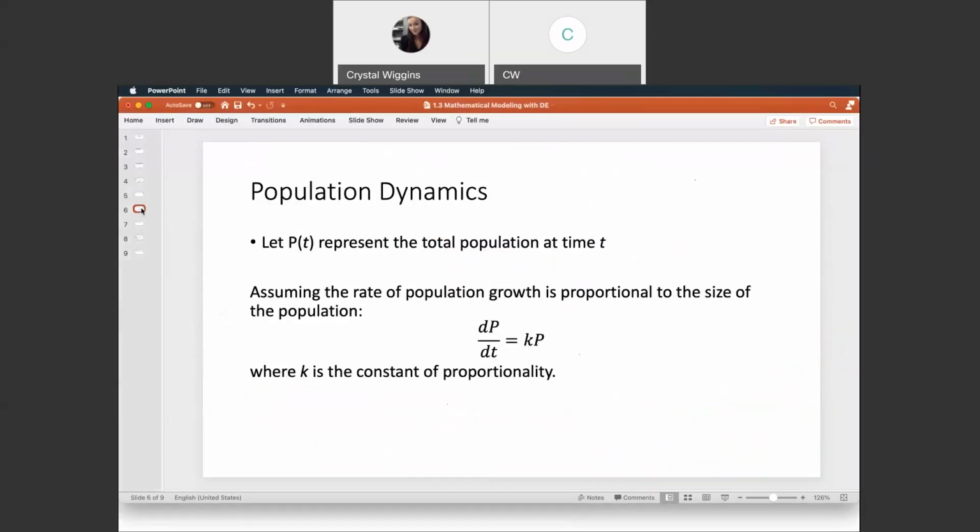Let's talk about population dynamics. So P of T represents a total population at a specific time. Assuming the rate of the population growth is proportional to the size of the population, giving us the differential equation dP/dt is equal to K times P, where K is your proportionality constant.